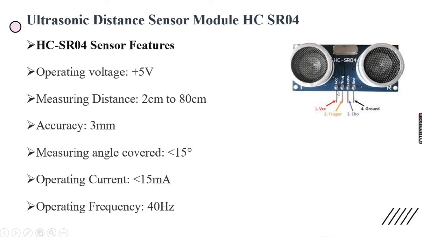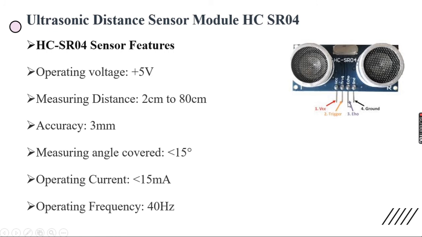How can we identify the transmitter and receiver? Here you can see T and R. T is the transmitter and R is the receiver. The first pin is VCC and the last one is ground. The two middle pins are trigger and echo. Trigger is used to transmit the ultrasonic wave, and the echo pin is used for detection of the wave received by the receiver.